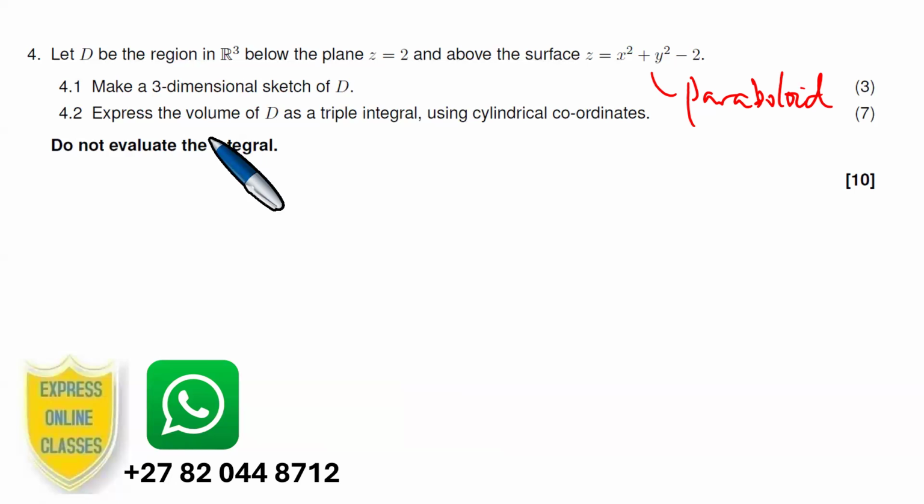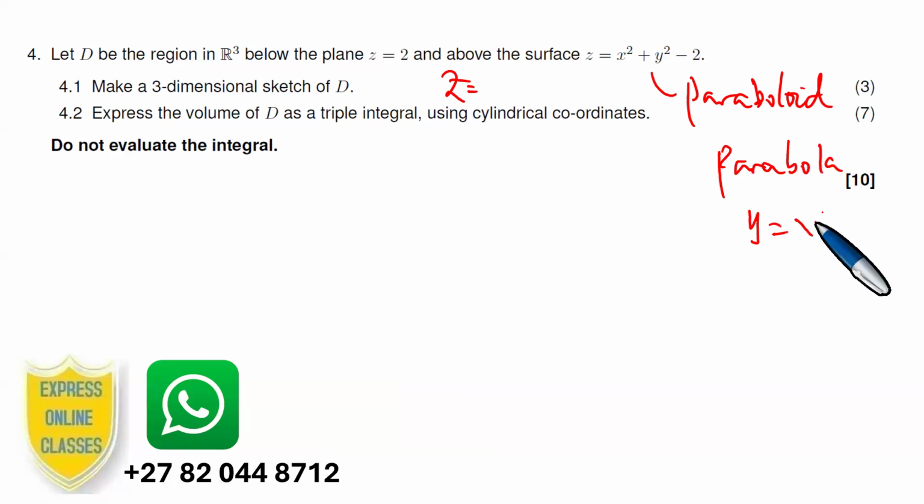Can you please explain what makes this surface equation a paraboloid? How can I see whether it's a paraboloid or not? From high school, there's something called a parabola, because we see degree two, y equals x squared, or y equals ax squared plus bx plus c. This one is called a parabola.